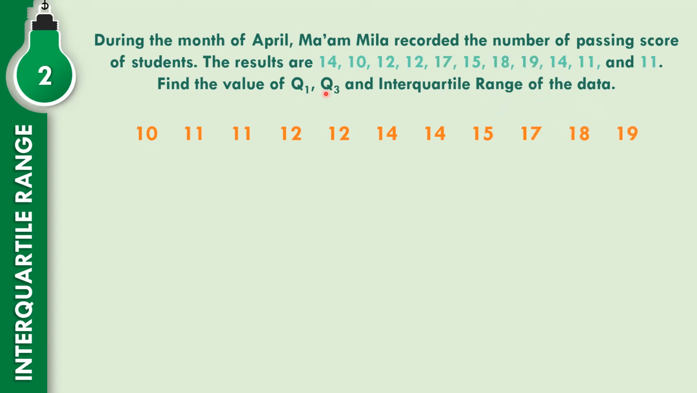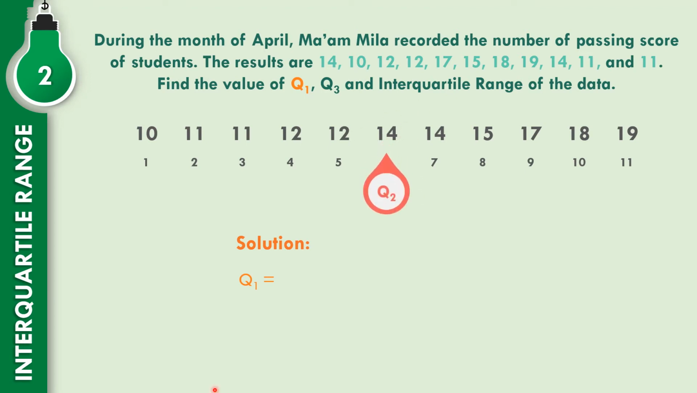So let us solve now for the quartile 1 or the Q sub 1. Before we identify the Q sub 1, let us count those numbers. If we count those numbers, that is 11. So let us find the middle, that is the quartile 2, or the median. The middle is 14. So it means the quartile 2 is equal to 14.